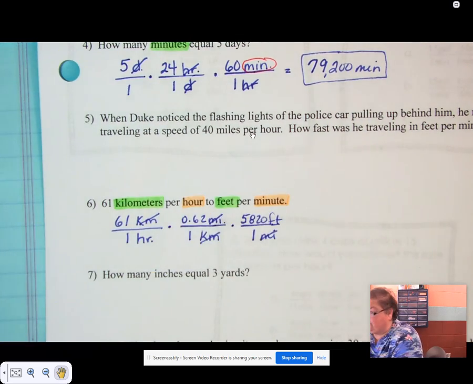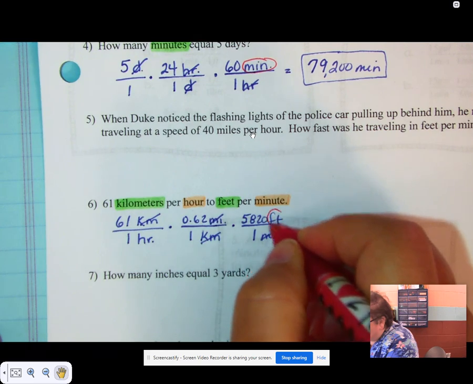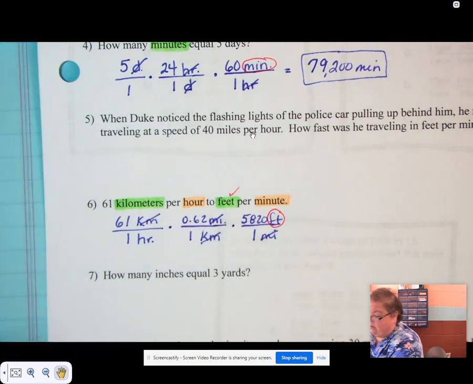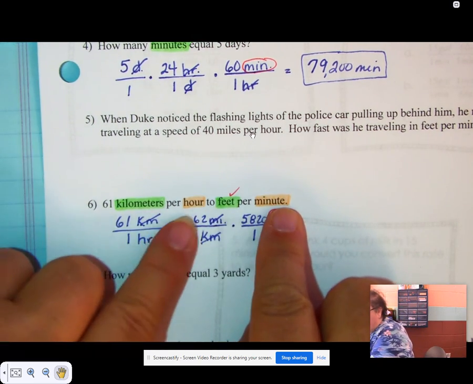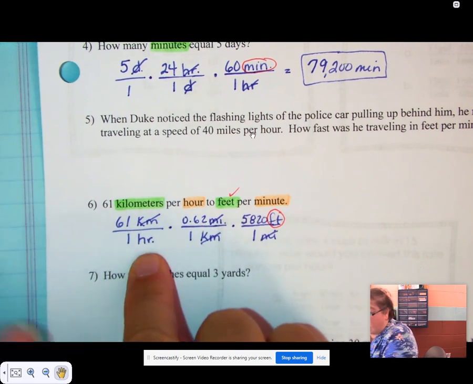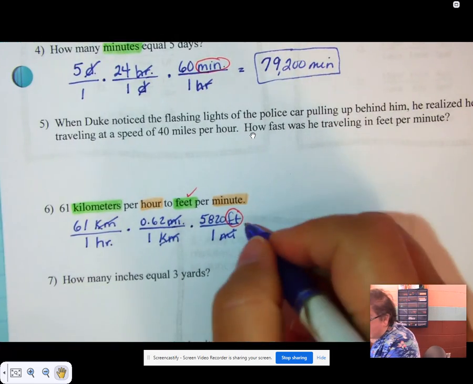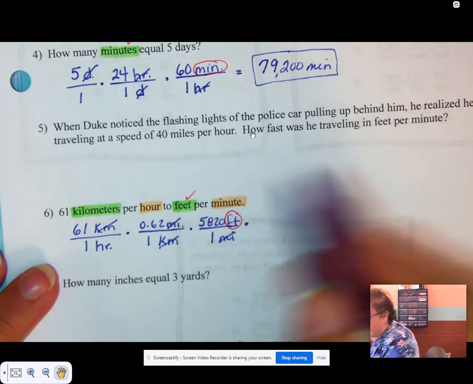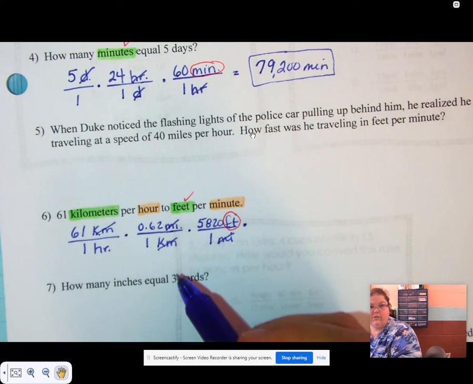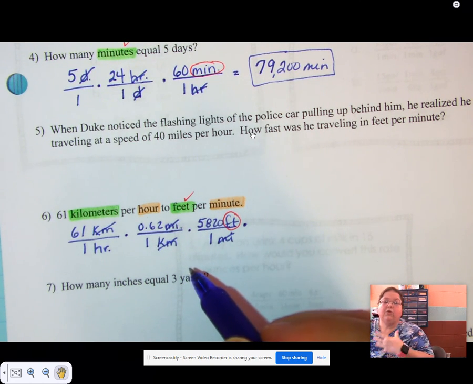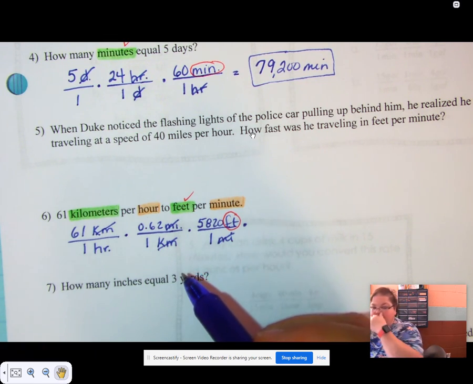Now I'm trying to get to feet. Did I get there? I certainly did. But I need to get from hours to minutes. I still have hour down here, so let's deal with the time now. I usually deal with distance first, and then I deal with the time. It's a habit. Create good math habits, it'll be good for you.